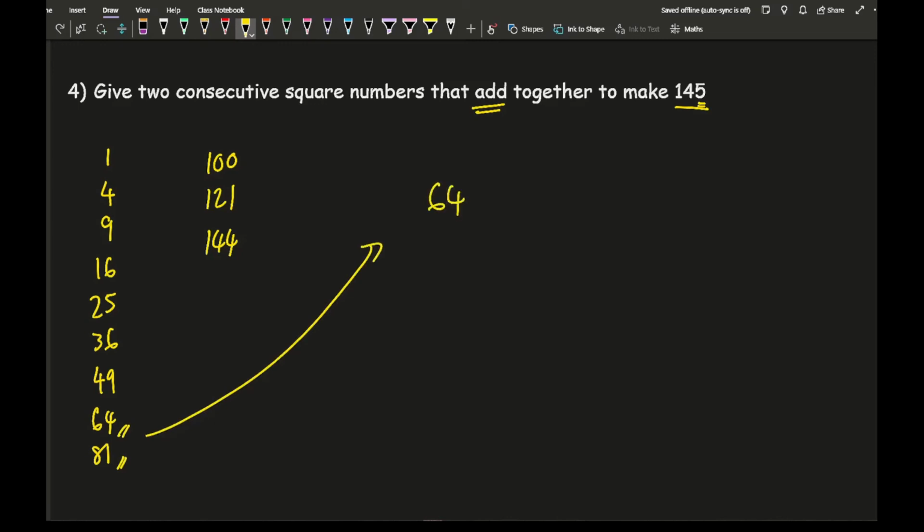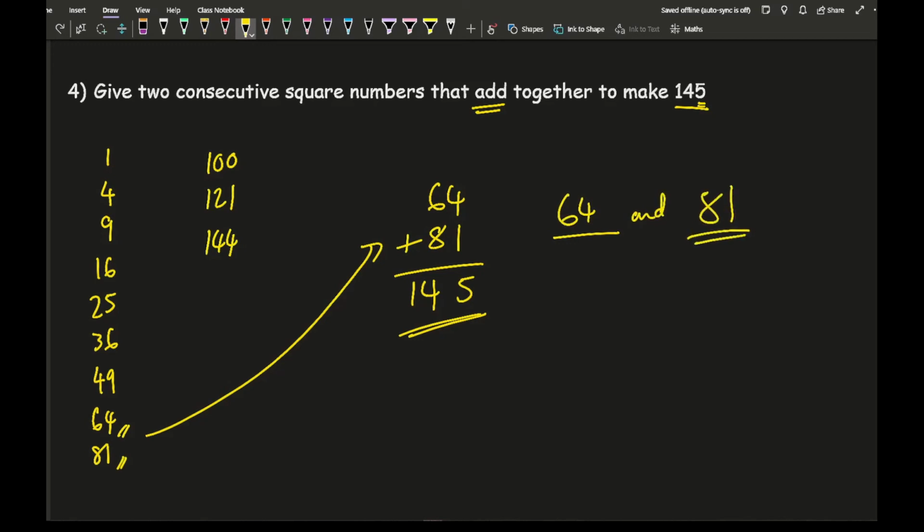So let's just double check by adding those numbers up. It's always good, if you get a question like this, to actually show the calculation. So 4 plus 1 is 5, and then 6 plus 8 is 14, and there is my final answer. So the two numbers we've got are 64 and 81. Now if the question asked which two, those two numbers aren't consecutive, so the numbers that are consecutive are going to be 8 and 9, and there is my final answer.